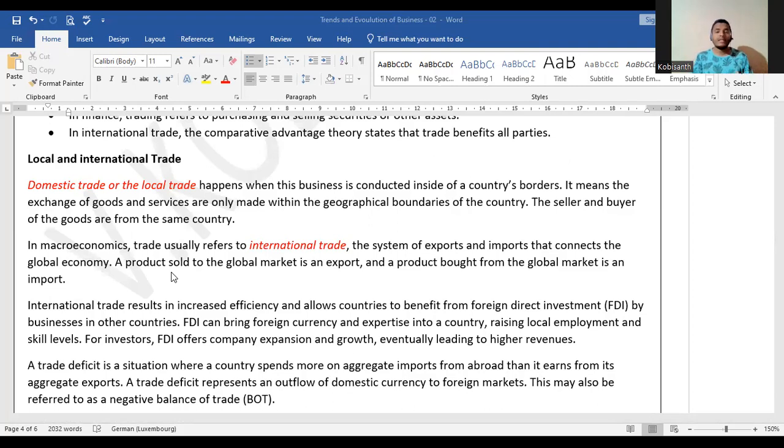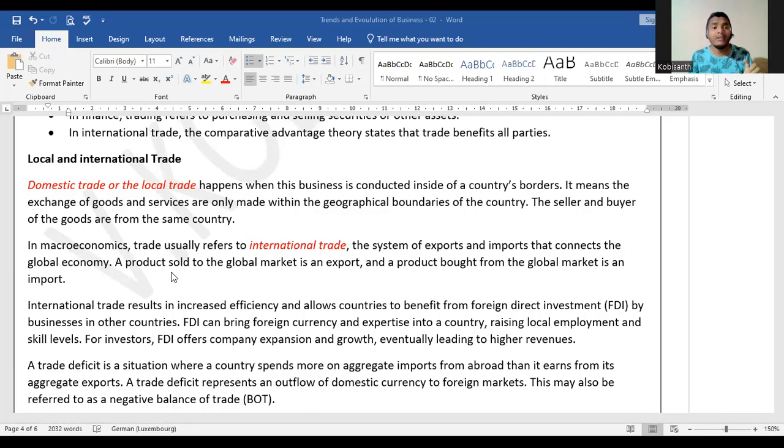Just imagine India, imagine China. These countries have particular borders. So if something is happening beyond the border, that's international trade. That's a clear definition. So that's how you define what domestic trade or local trade means. It means the exchange of goods and services is only made within the geographical boundaries of the country. The seller and the buyer of the goods are from the same country as well.